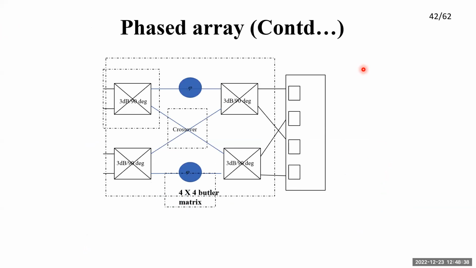So how a phased array works: for example, this is a simple Butler matrix. Whenever you give an input here, you will get one beam, then another input gives another beam, just to give a feel of how beamforming works.